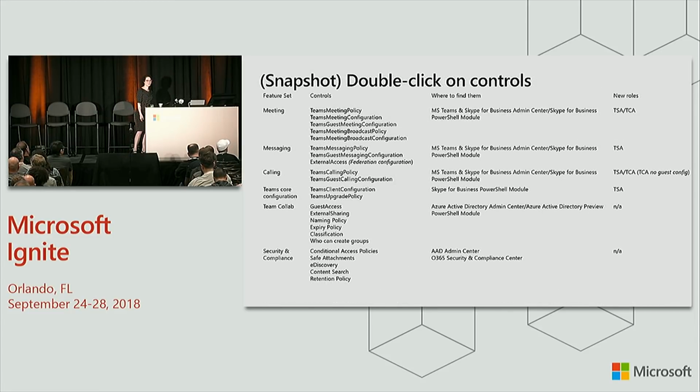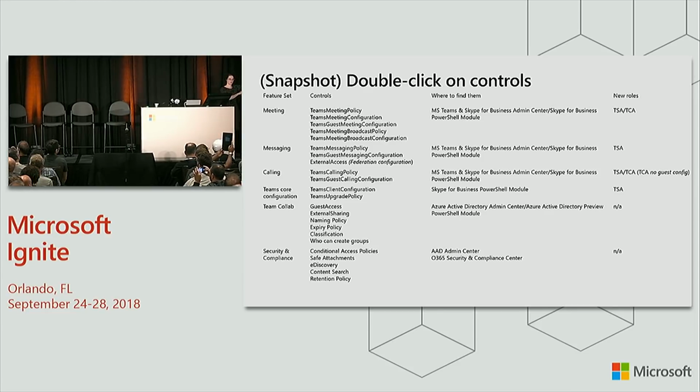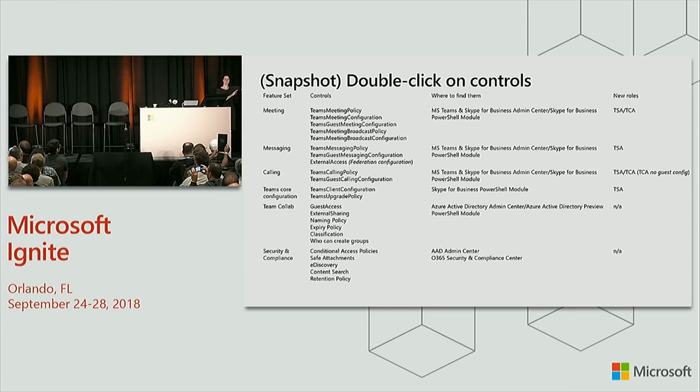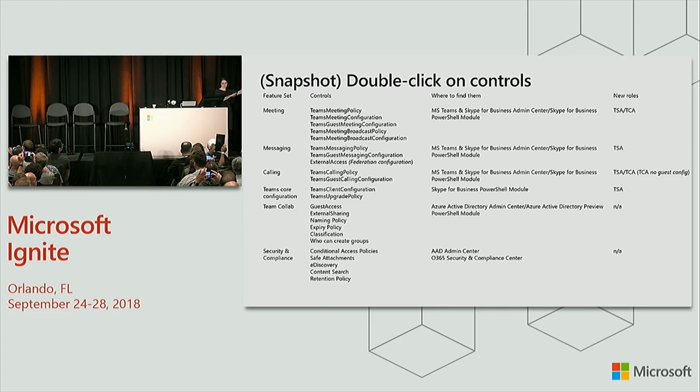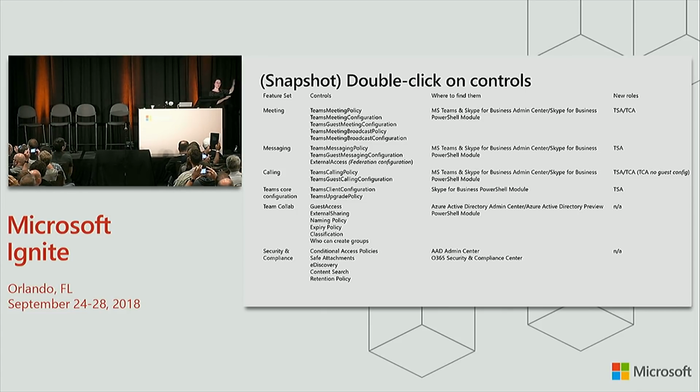This is a point-in-time snapshot of the controls that will impact Microsoft Teams. I don't actually expect all of you to read it. What I wanted to call out was, by scenario, what the controls are, which of these four new admin roles can actually leverage them, and then where you would go to manage it. I know that this is sometimes confusing.